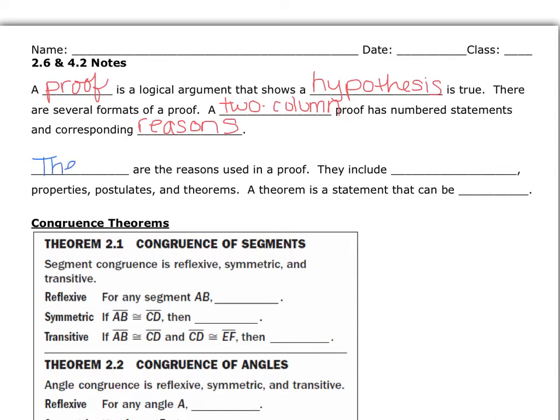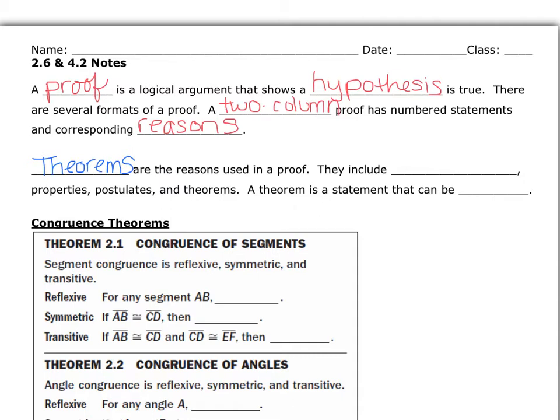Theorems are the reasons we used in a proof. So theorems and postulates and just any of the properties we've talked about. Now, a lot of times, remember, we always leave off that end word about this is a postulate or this is a theorem. So just don't think those are new words. When we are speaking of them, we usually don't say that part.